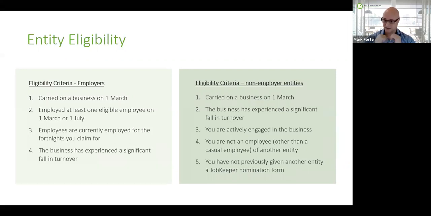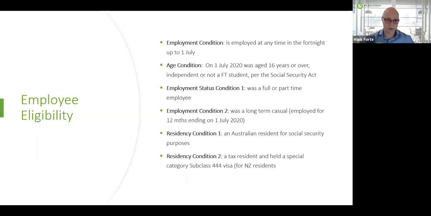They can receive it as an employee from the public hospital if that public hospital meets the decline in turnover test, but they cannot receive it for themselves. But that's not to say that the sole trader cannot employ people and receive JobKeeper for their employees. So it's a very subtle type of difference. And the 5th one there, that the eligible business participant has not previously given another entity a JobKeeper nomination form. So that's that in a nutshell. Employee eligibility.